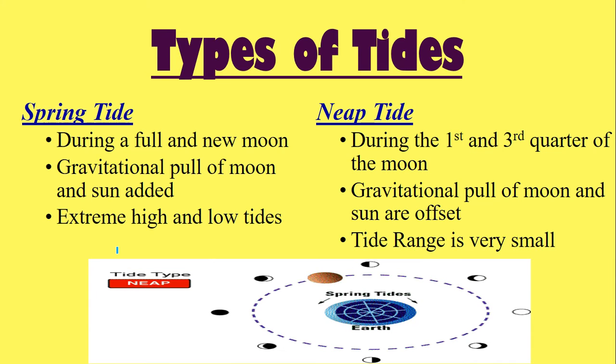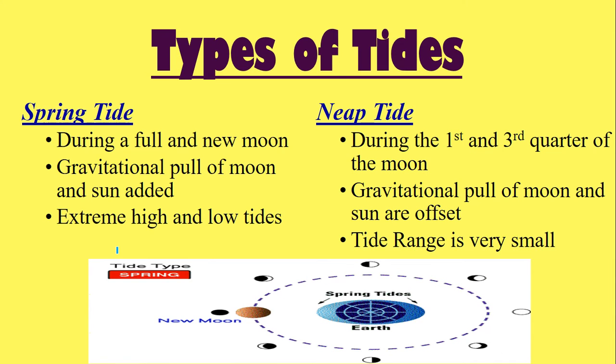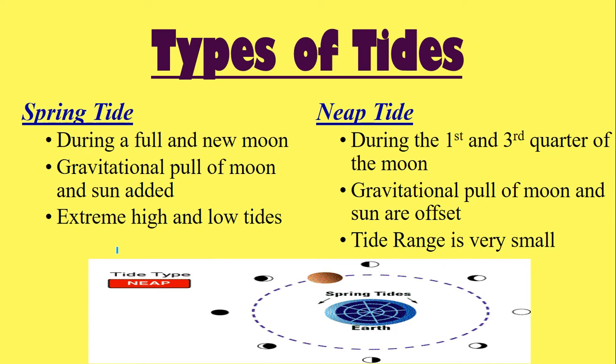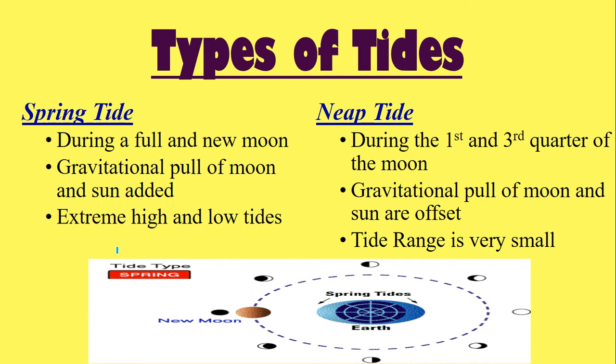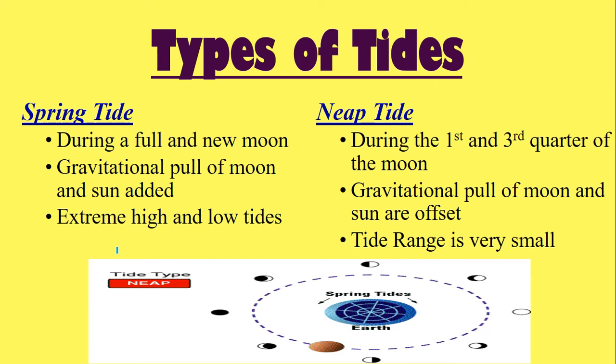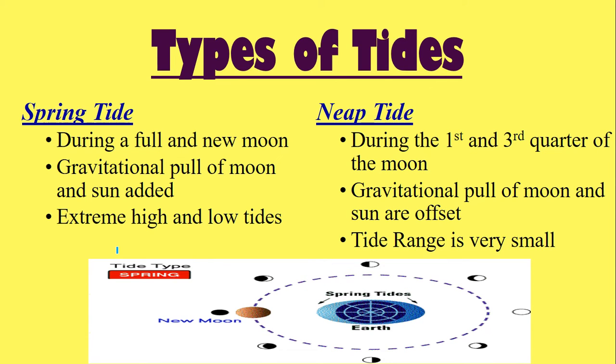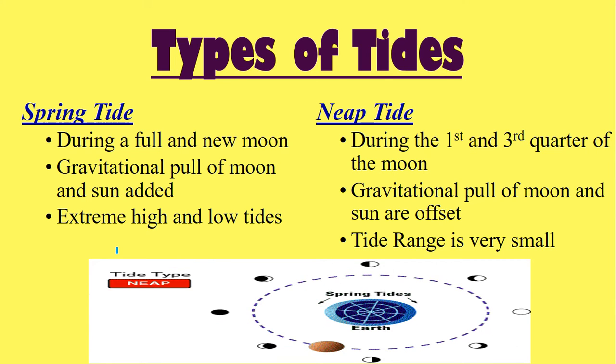Spring tides happen during either the full or the new moon, and that's when the pull of the moon and the sun are added together. So it causes us to have extreme high and extreme low tides. It's really bad in my area to have a spring tide right near a hurricane because it causes our storm surge and coastal flooding to be worse.